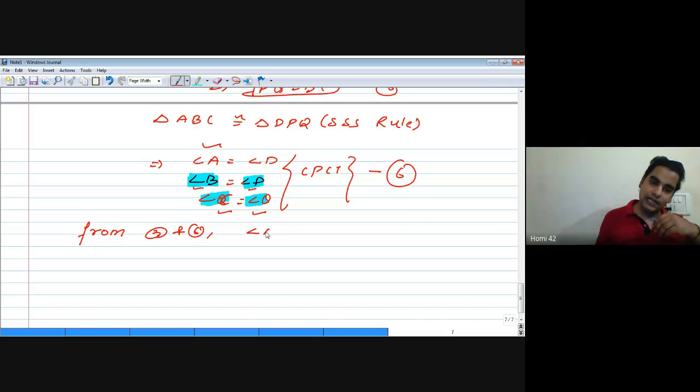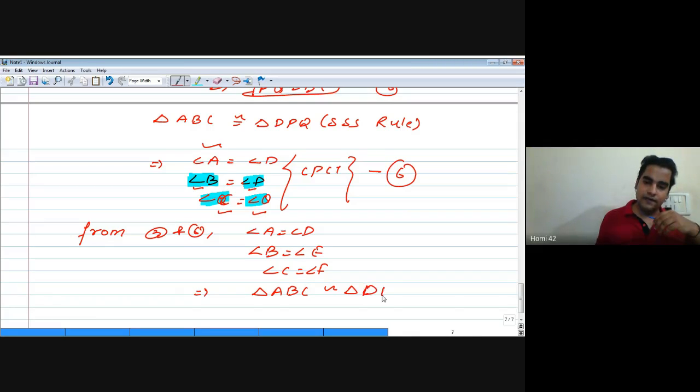We have angle A is equal to angle D, angle B is equal to angle E, and angle C is equal to angle F. That means the corresponding angles of two triangles are the same. Therefore, these two triangles are similar by AAA criteria, and this proves our result.